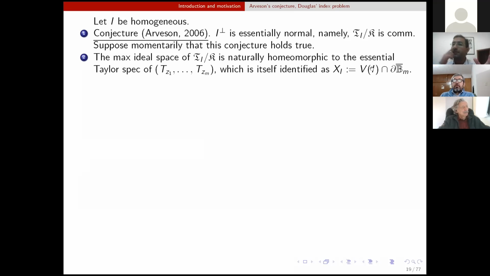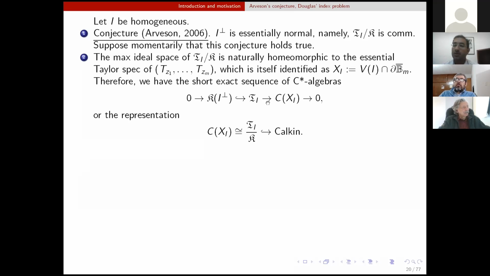So I started with my ideal, and then made some Toeplitz operator, modified out by compact operators, and then took the essential Taylor spectrum or maximal ideal space, some operator theory notions, and that brought me to this one. So this is one way to extract geometric information from this operator theory construction. But anyway, Arveson's conjecture tells you that this C-star algebra is commutative, and the essential spectrum is given by this intersection. So you have this short exact sequence of C-star algebras by the Gelfand-Naimark theorem.